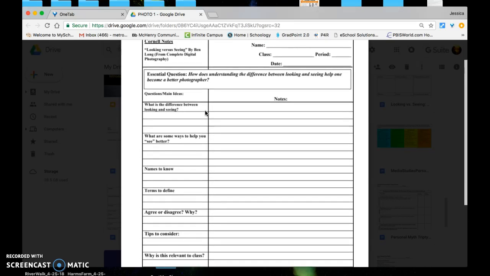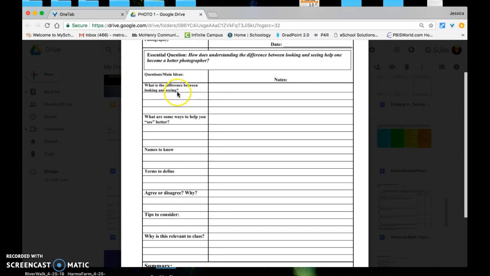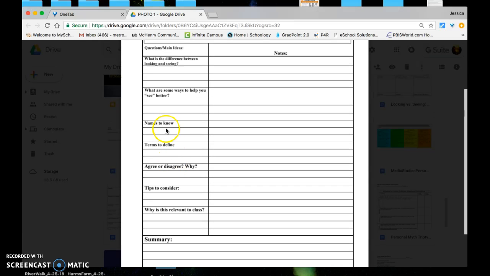So the topics that I want you to focus on while you're reading is, of course, what is the difference? The author will talk about the difference. He will then give you some ideas on how to see better. There are some names in there to know, so you can list them there. The area for terms to define: if you feel that there is a word that is maybe a little tricky for you or you don't quite understand, I would put that there and look up the definition.